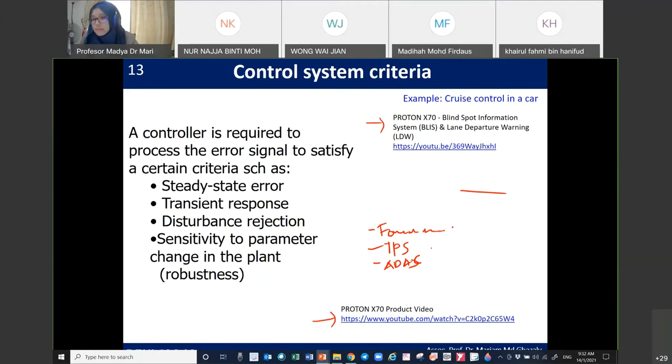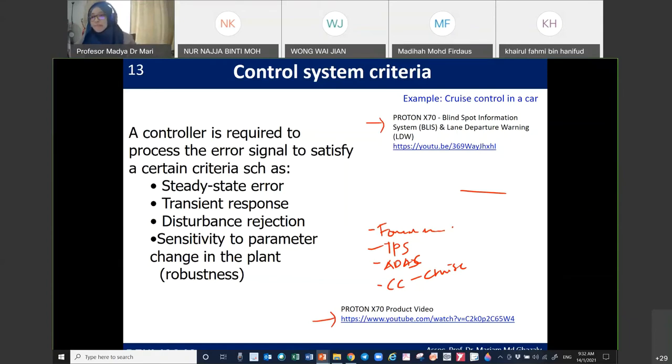And then you have the lane departure warning just now, and then you have the blind spot information, and you have the ACC, adaptive cruise control. Normally in cars you have the cruise control, CC. It means that when you are driving your car and you have reached 120 km/h, you want to maintain that 120 km/h. My car Inspira has the CC, cruise control. So when you reach that 120, you just press a button, then it will maintain 120 km/h.